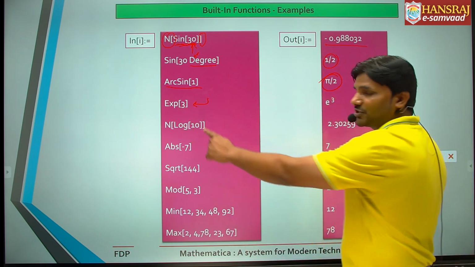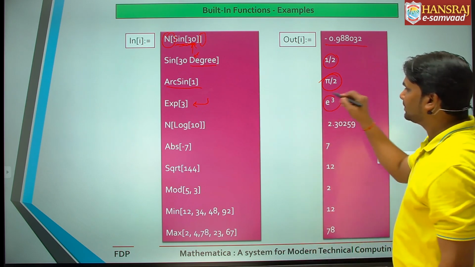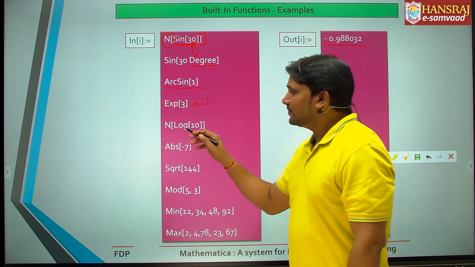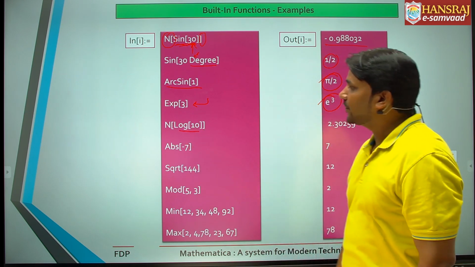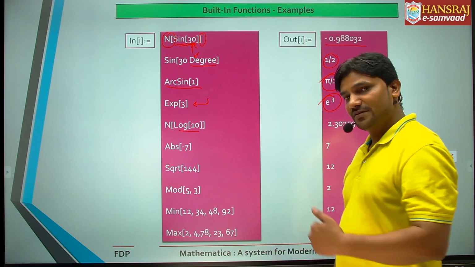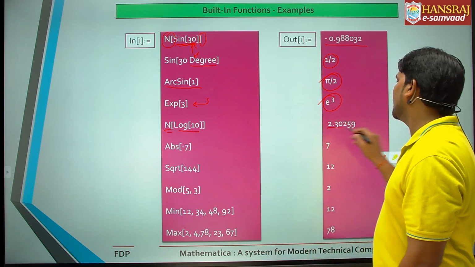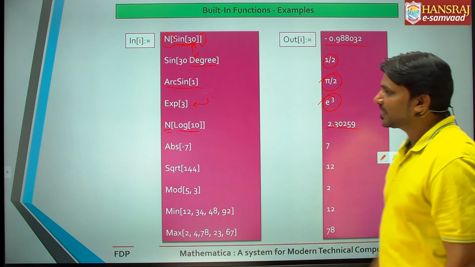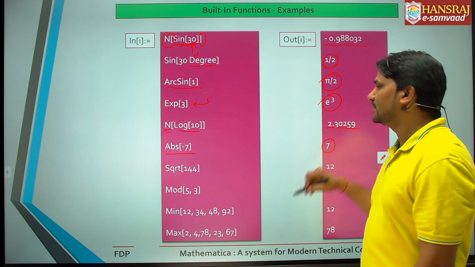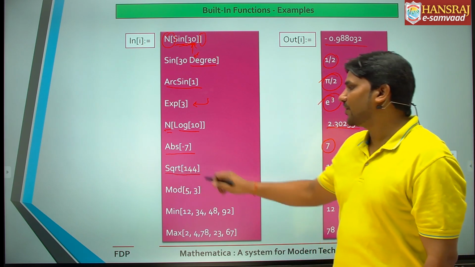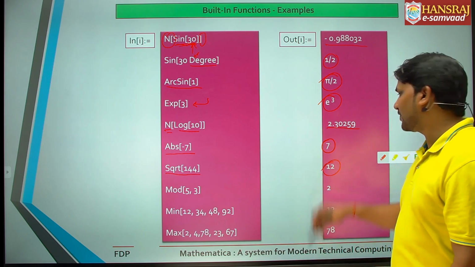Exp[3] means exponential, that means e to the power 3 here. Another is Log[10], so that means you are finding the log value of 10, then you can put the N outside, N[Log[10]], and the value will be 2.30259. You can find out the absolute value for minus 7, that will be the positive value 7. Square root for 144, that is 12. So the output will be 12 here.